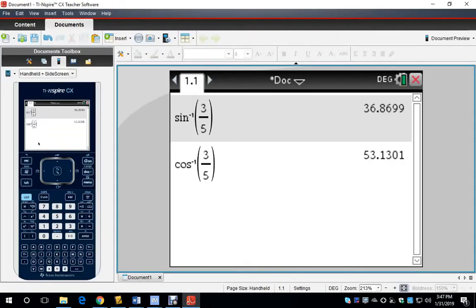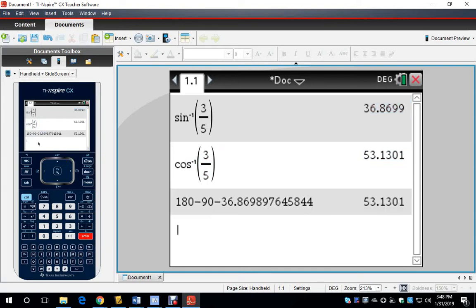Or another option, instead of using the inverse of cosine to find my other angle, I could have used the triangle sum theorem, which says that the sum of all the angles of a triangle add up to 180. So I could take 180, subtract the 90, and then also subtract the other angle that I found to get the same missing angle of 53.1. So either of these are going to be fine. For the next couple of problems, I'm going to use this method of just the triangle sum theorem, subtracting the other two angles to find the third one.